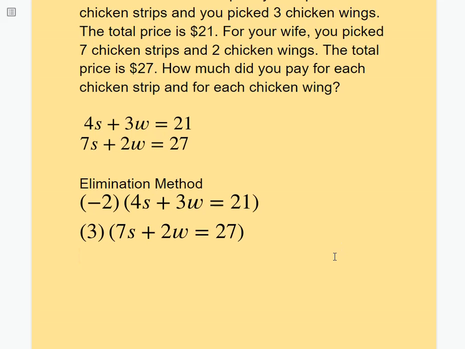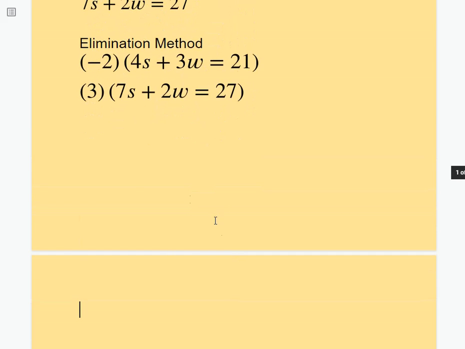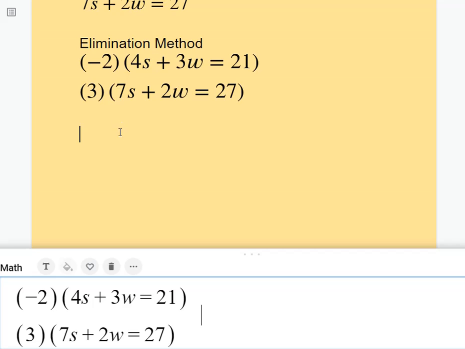I'm gonna go to the next page. I think I'm getting confused with the software. Oh, actually, I don't have to go to the next page. When I open this, yeah, here we go. So what do we do? We simplify that. This is just simplification, right? You simplify each equation. So you take -2 times 4s, -2 times 3w, -2 times 21. That's all you gotta do in the first one. So what do we have?